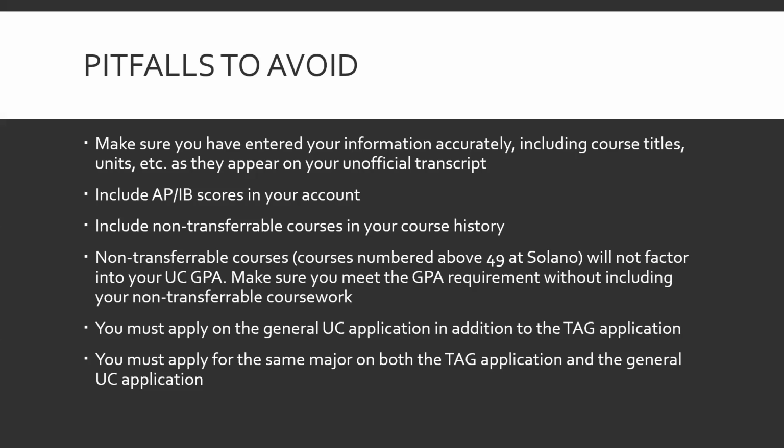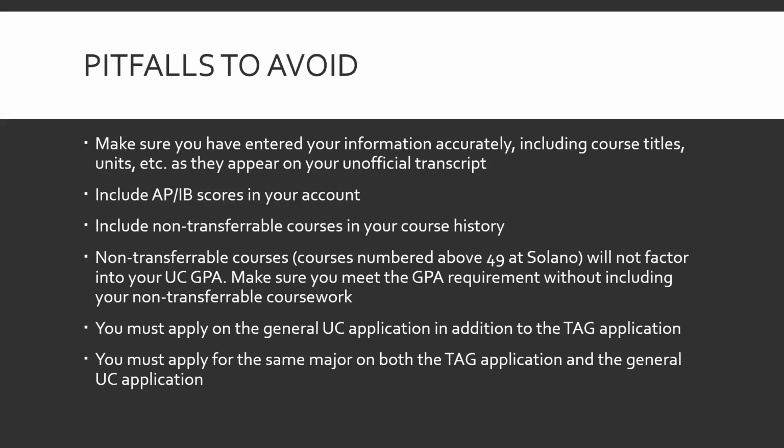Again, don't forget to include your AP or IB scores, other test scores in your account. Include any non-transferable courses in your course history. These, and courses from places that aren't community colleges in California, will have to be entered manually. They won't show up when you search for them. So that's just something to note.